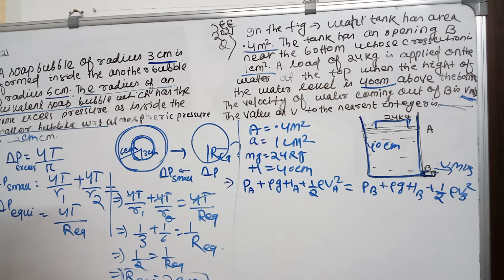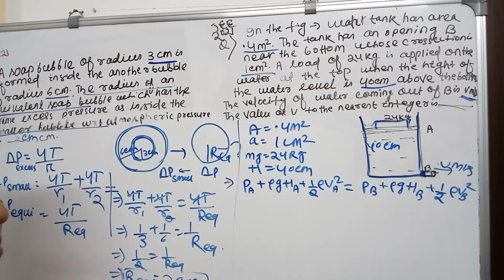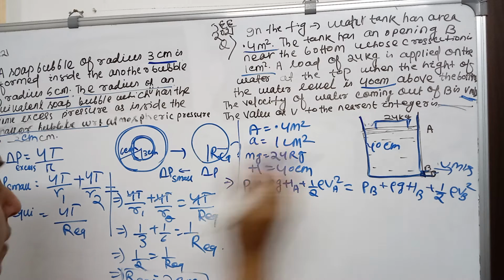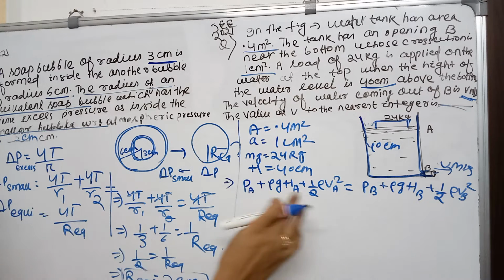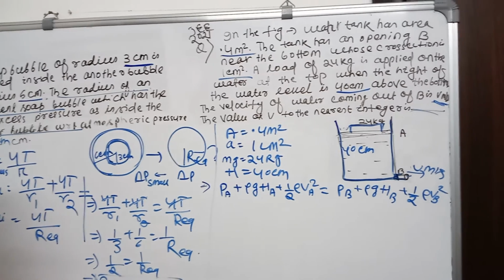So what is given and what do you need to calculate? The pressure at A and pressure at B. This is rho g h, and the velocity you need to find out. So the velocity terms are missing. So let's first calculate this. What is the pressure at A? What is PA?